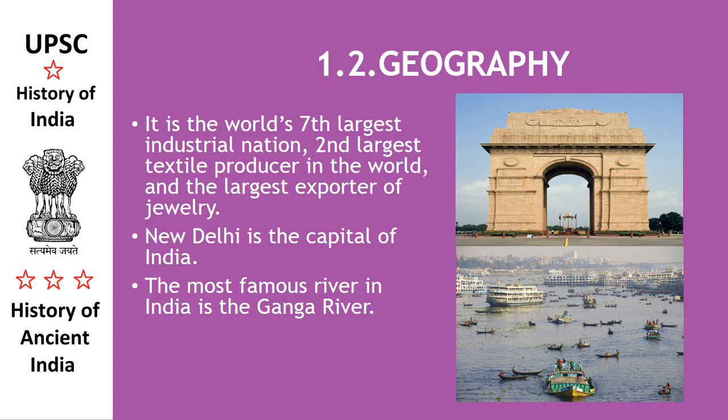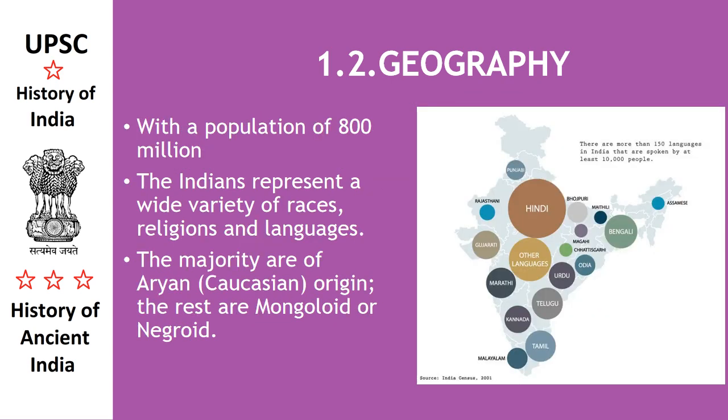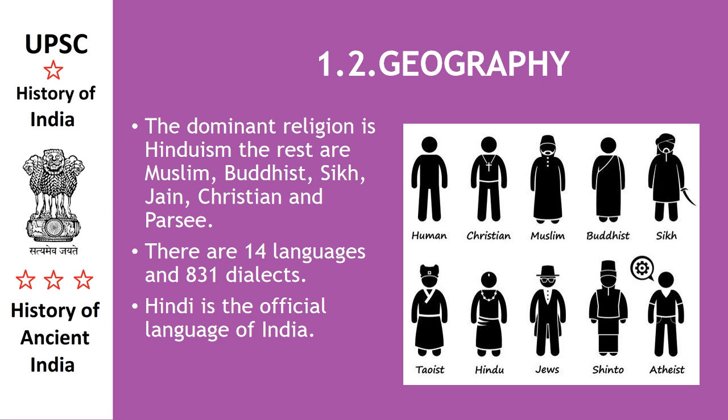The most famous river in India is the Ganga River. With a population of 800 million, the Indians represent a wide variety of races, religions and languages. The majority are of Aryan, Caucasian origin, the rest are Mongoloid or Negroid. The dominant religion is Hinduism, the rest are Muslim, Buddhist, Sikh, Jain, Christian, and Parsi. There are 14 languages and 831 dialects. Hindi is the official language of India.